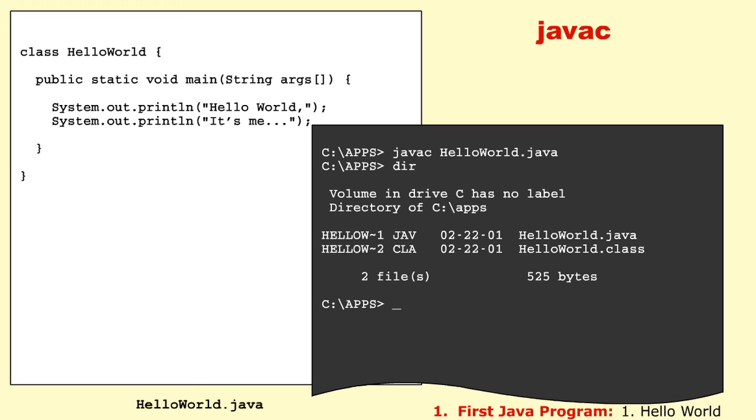To run our .class file, we need to use the Java runtime program called Java. This will invoke the Java Virtual Machine, the JVM, to execute our code. Note that we don't put the .class extension when we run our class file. And here's the output of our program.